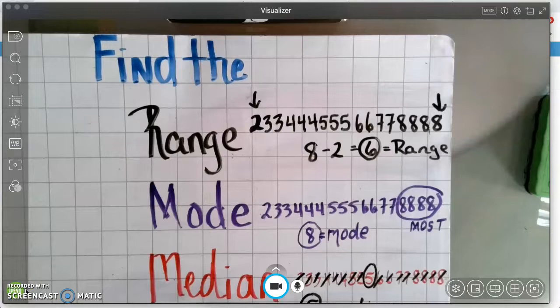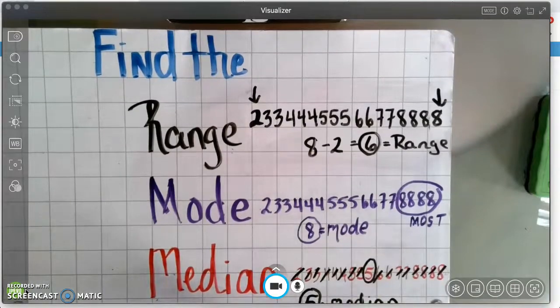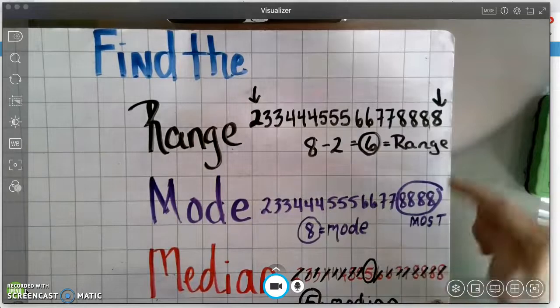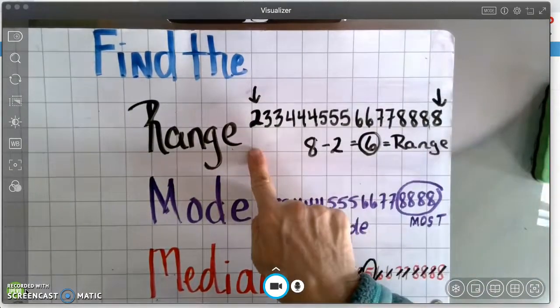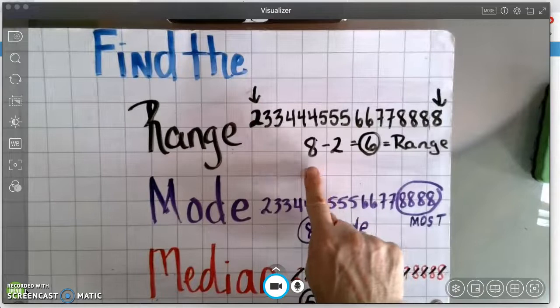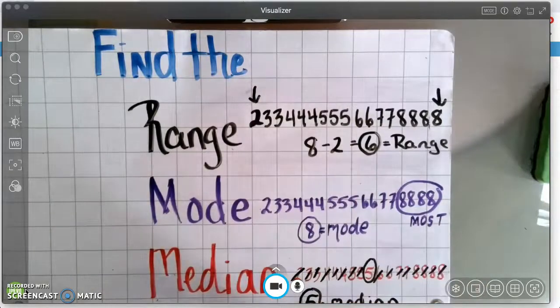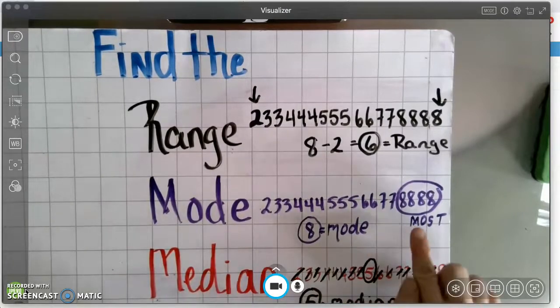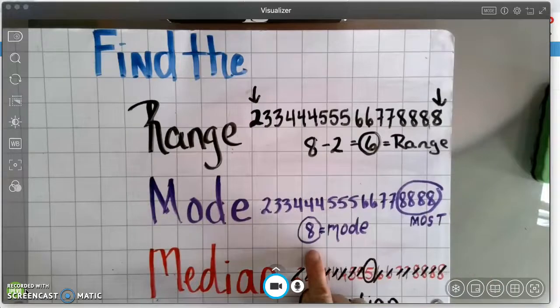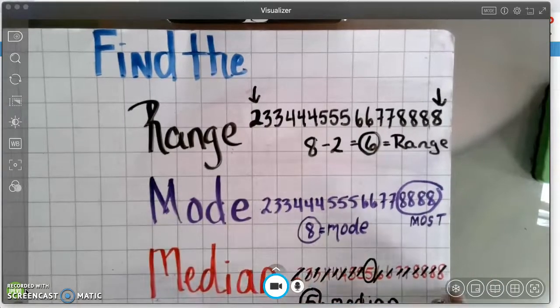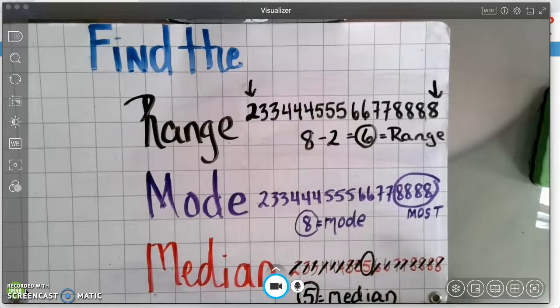Okay, let's just recap this before we finish. The range is the difference between the largest number and the smallest number. So you'll be subtracting. 8 minus 2 is 6, so 6 is the range. The mode is the data that reoccurs the most. I have 4 8s here, so that is my mode, 8. And median is trying to find the information in the middle, the data in the middle. I do that by alternately crossing out the numbers from each end until I get one that's left. And you're all done.